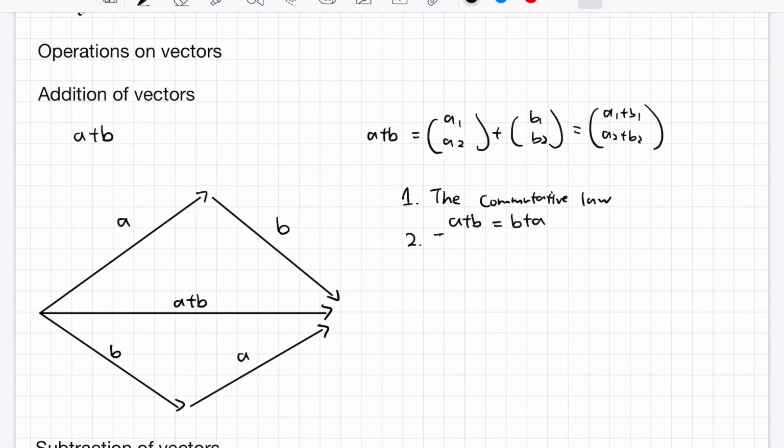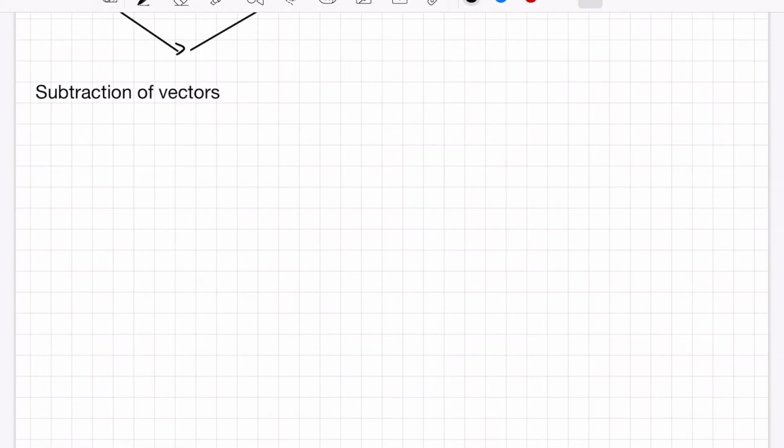The second one is the associative law, which states that the sum of the three vectors does not depend on which pair of vectors is added first. So you can have brackets (A plus B) plus C, and that's also equal to A plus brackets (B plus C). Now I will explain vector subtraction.